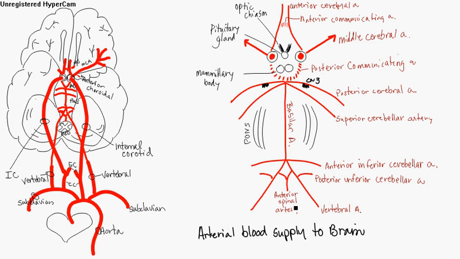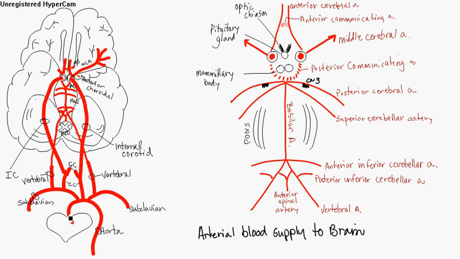Okay, here we have the arterial blood supply to the brain. You've got kind of an overall picture of the brain on the left here, and then you've got the circle of Willis. You have Willis, the little guy here, and so it's a way to try to remember that. Let's look at the overall.